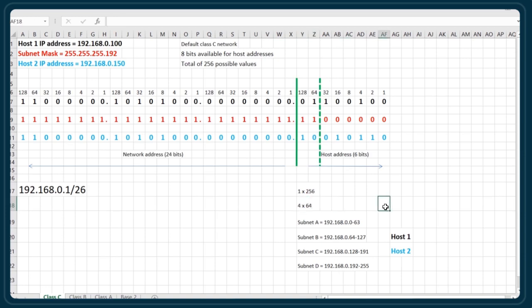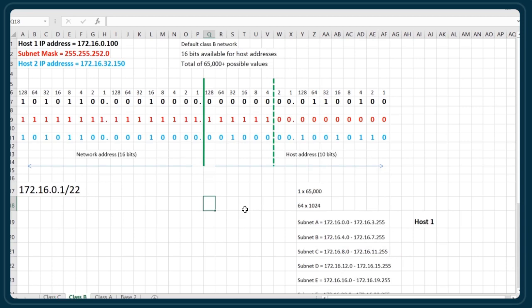by. Now, the Class Bs are a little trickier because they typically have more hosts per network. But let's go over this one. In this case, I have masked 6 bits, which we just saw, 2 to the 6 is 64. And I have left myself 10. 2 to the 10 is 1024. So again, where I used to have a single network of 65,000, more or less, I now have 64 subnets of about 1,000 each. So as I said, it's a little bit trickier to recognize the pattern here, but subnet A still starts at the first address, 172.16.0.0 and ends at 172.16.3.255.